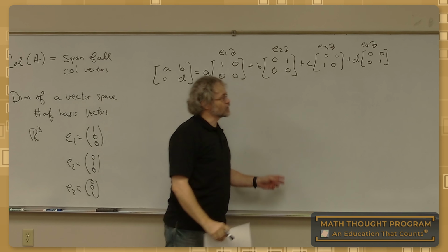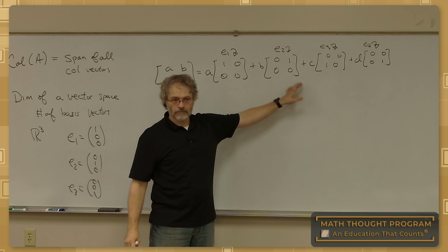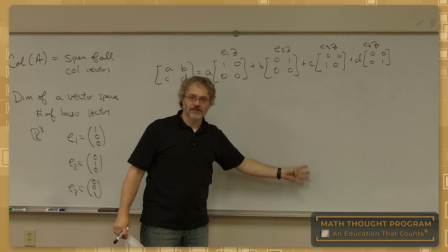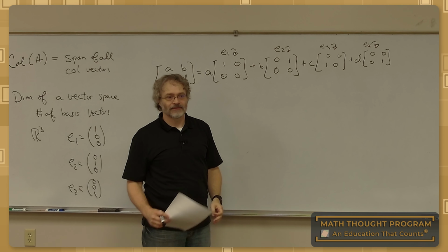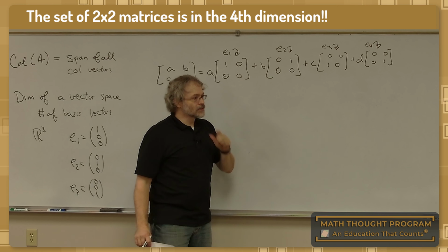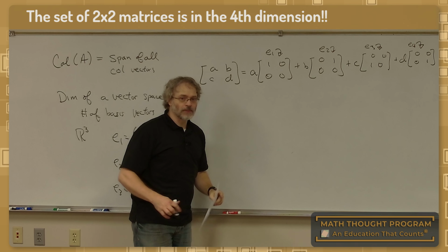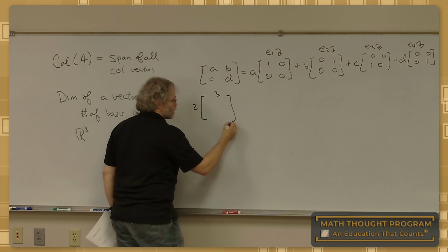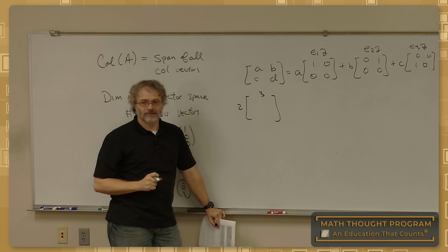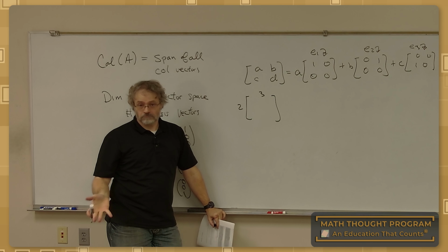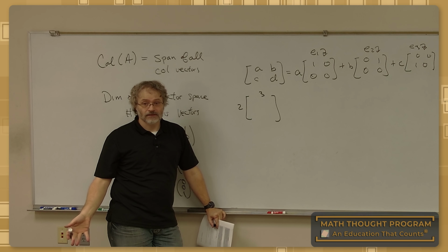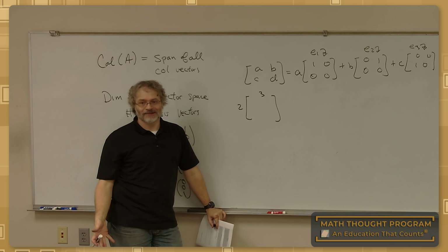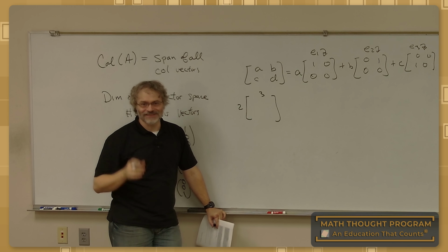How many basis vectors do I have here? 4. So if I have 4 basis vectors, what does that mean about the space? Which dimension does it reside in? The 4th dimension. So 2 by 2 matrices reside in the 4th dimension. What if I had a 2 by 3 matrix? How many entries would I have? I'm going to have 6. What dimension is a 2 by 3 matrix? Where does it reside? In the 6th dimension.